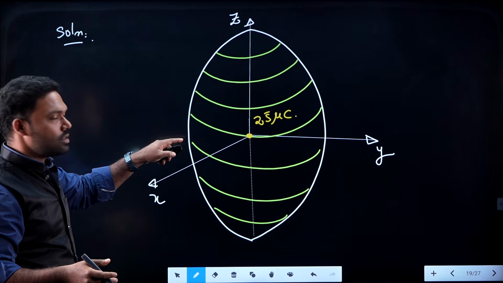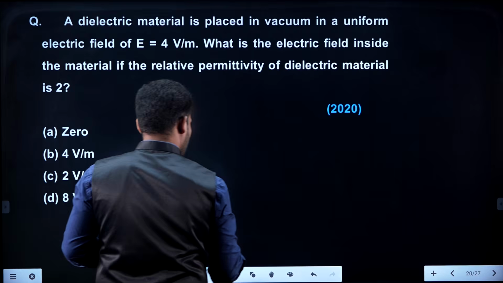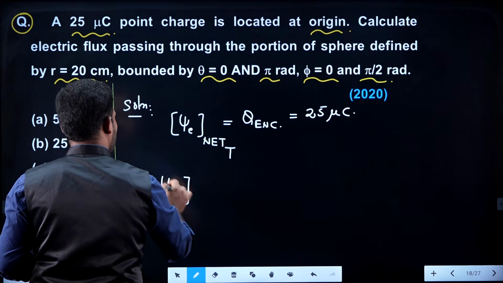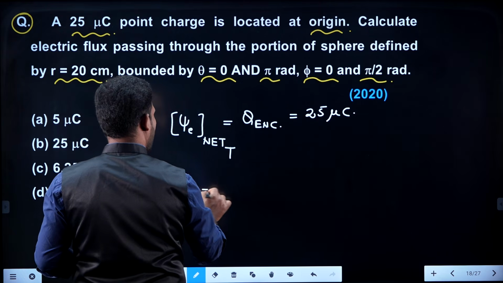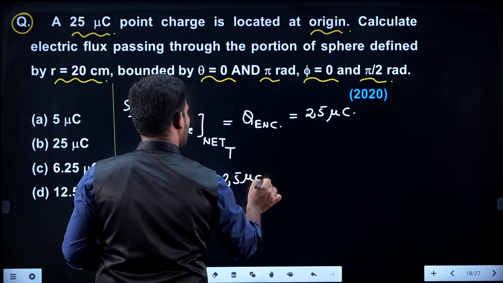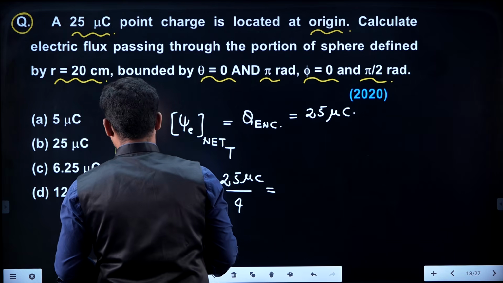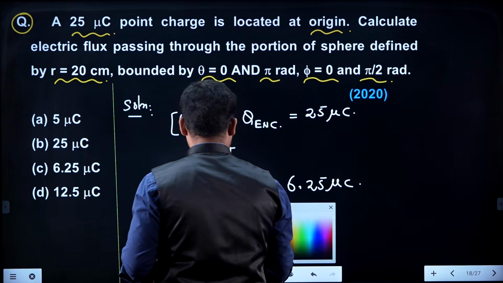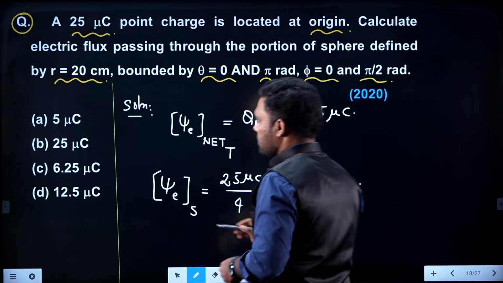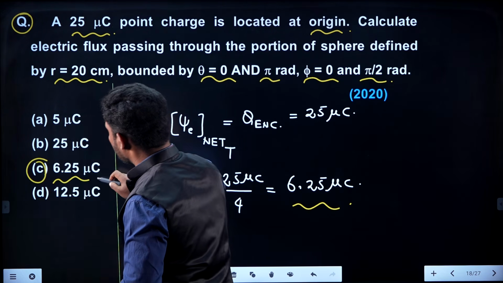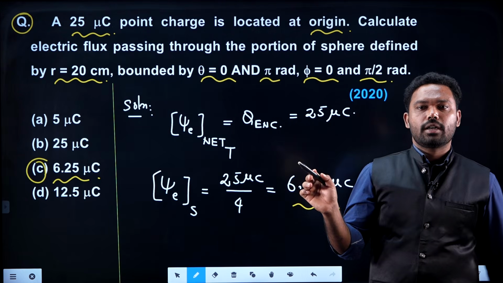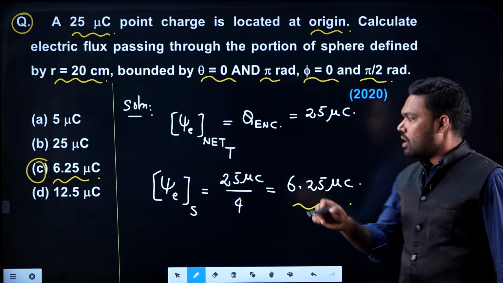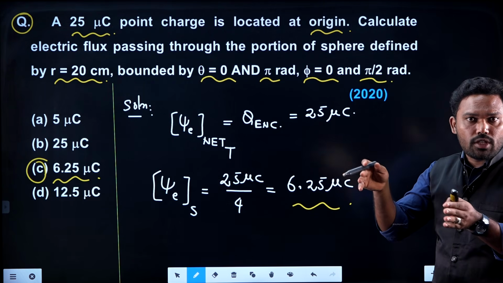Because of the symmetry, what can you do? Exactly. So, what is the flux crossing through that section? Flux crossing through that given section is 25 microcoulombs divided by 4. So, it is 6.25. A little bit of logical thinking, visualization and concept is required. What is the concept? Gauss law. The net electric flux coming out of any closed surface is equal to the charge enclosed by that. That is the concept. Along with that, you should have a little bit of idea on the coordinate system.